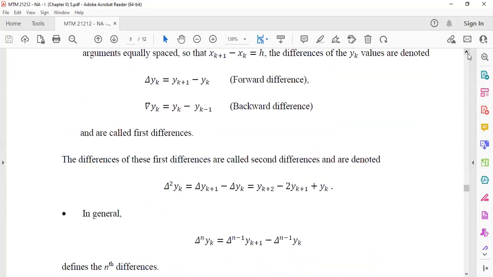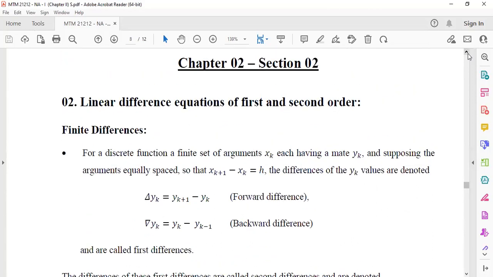Okay, our section 2, which is for linear difference equations. It's not differential, okay? It's a difference equation. We call it difference. Difference means the difference between two elements, like that. So linear difference equations of first as well as second order. That is our section number 2, chapter 2. So put the heading: finite differences.